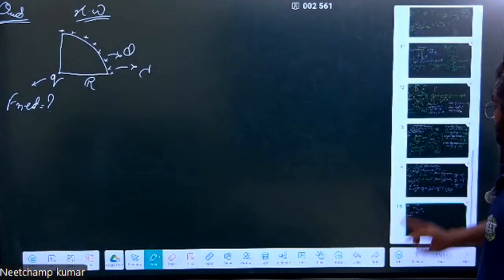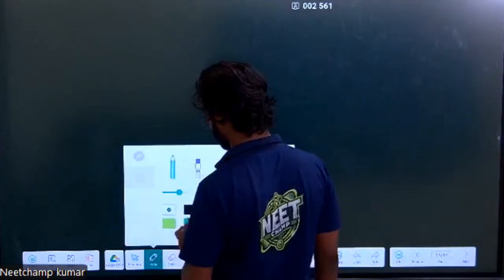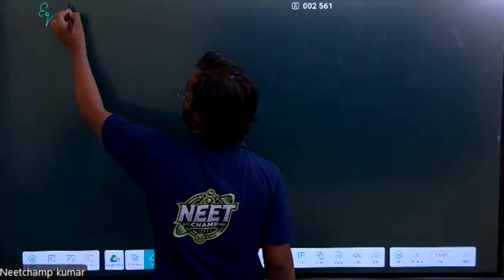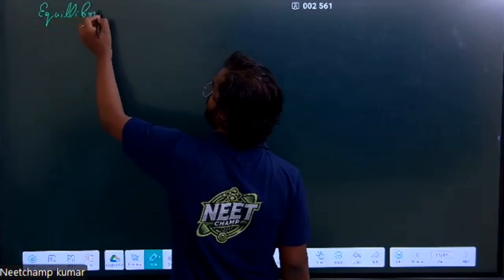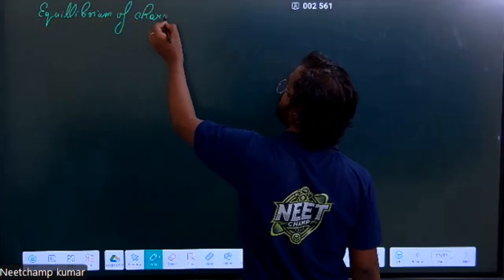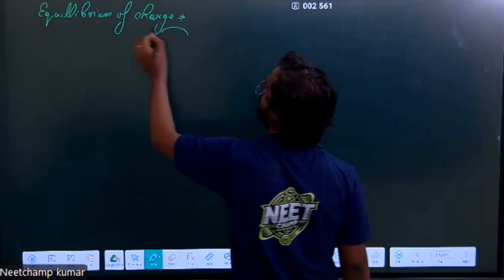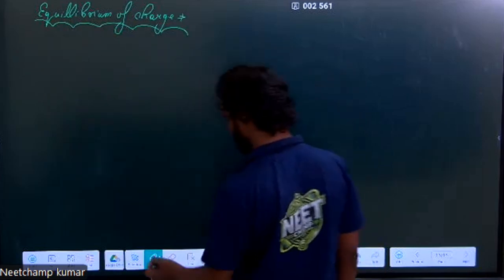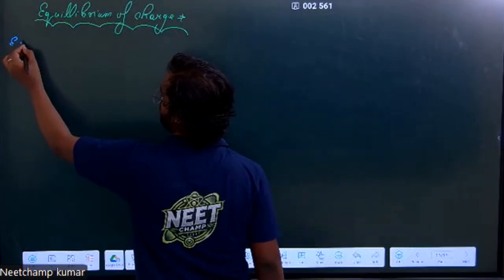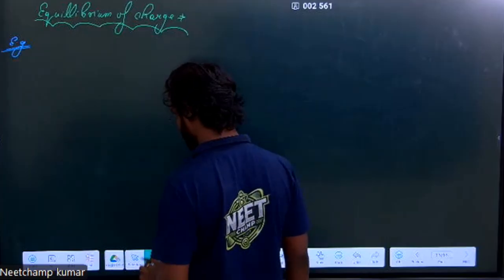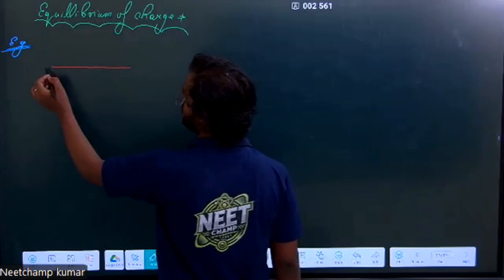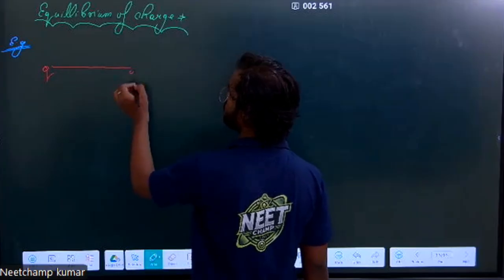Now let us start with a very important topic, that is equilibrium of charge. What is the meaning of equilibrium of charge? Let us understand with one example. Let us consider this is a charge Q, and there is a 4Q charge.